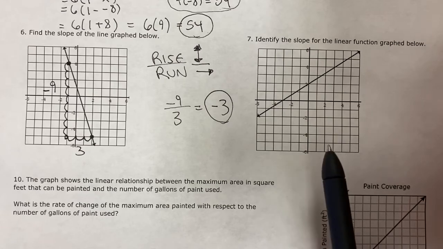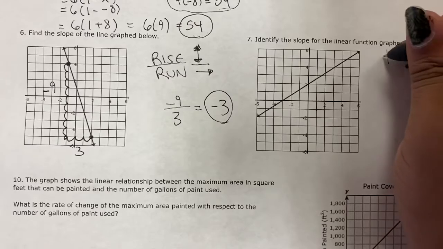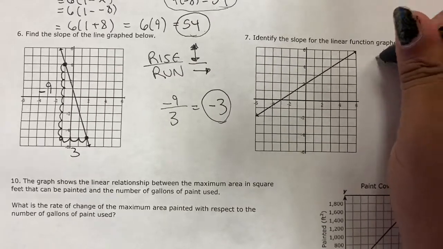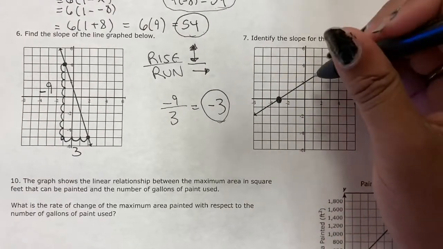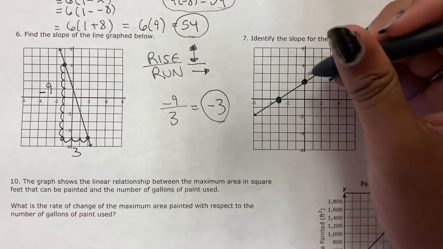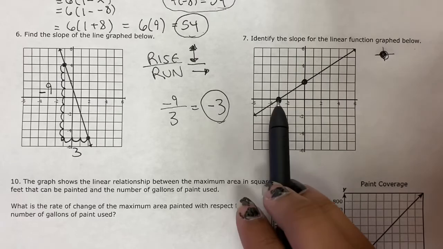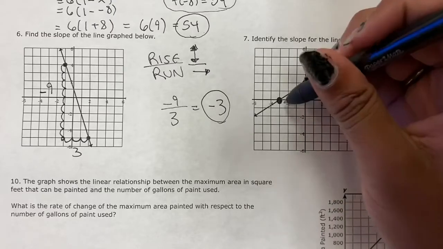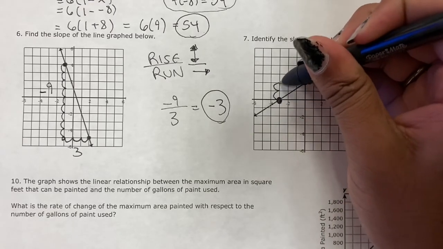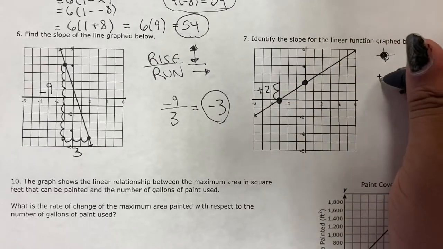For number 7, they didn't give us 2 points, so we're going to choose our own, and we want to choose the ones that are intercepting a corner perfectly. So I'm going to choose this point and this point. But no matter which point you choose, you should always get the same slope. So I'm going to see how far I am going up or down. So from here to here, it's going up. So 1, 2, and then I'm already in line. So my rise is +2.